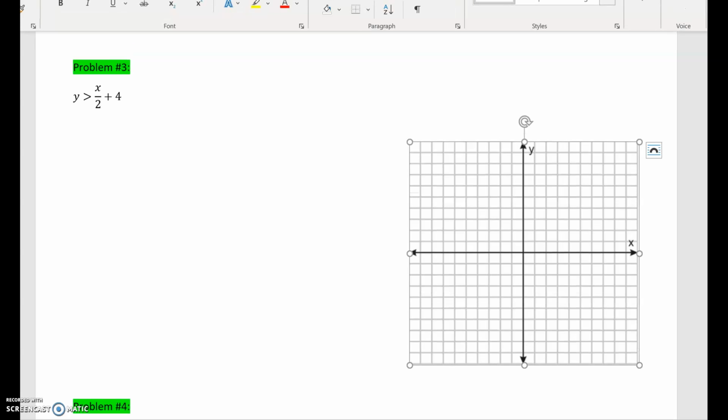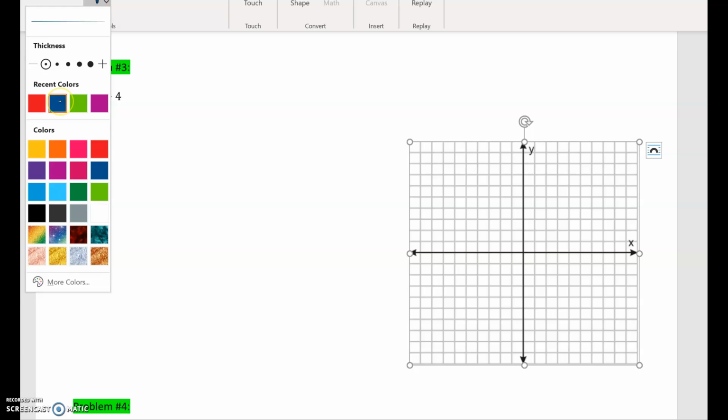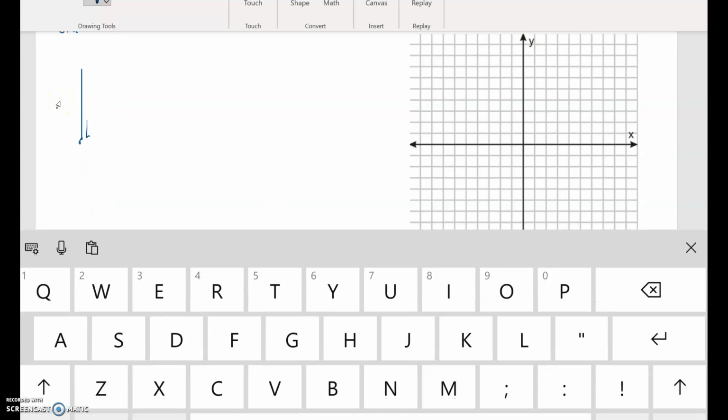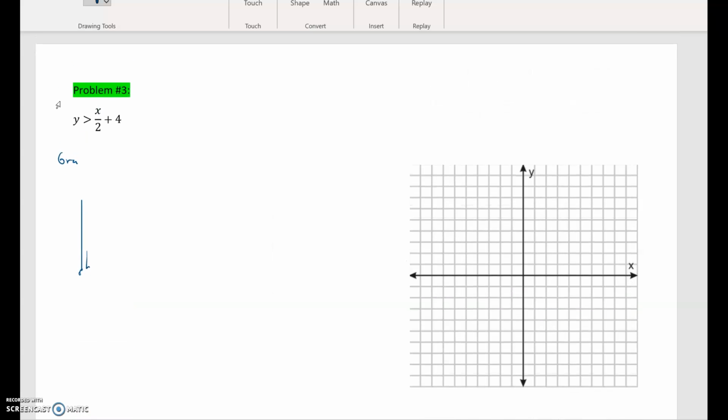Hi class, let's take a look at problem 3. Now, I'm going to do problem 3 with a little bit of a shortcut. And here's the basic idea. So we're still going to graph the line y is equal to x divided by 2 plus 4.